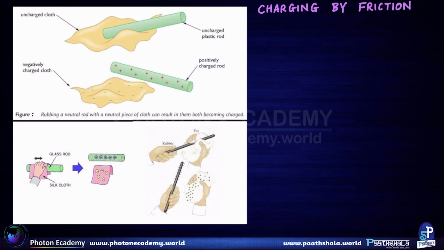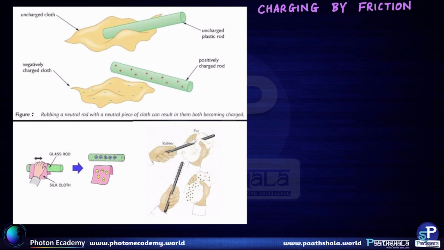In other examples, let us say we take a glass rod and rub it on a silk cloth. A similar phenomenon happens wherein the electrons from the glass rod travel to the silk. One thing that is important to note is that it is the electrons that are mobile. The protons usually do not leave the nucleus because they are bound to the nucleus by something called binding energy, which we'll study subsequently.